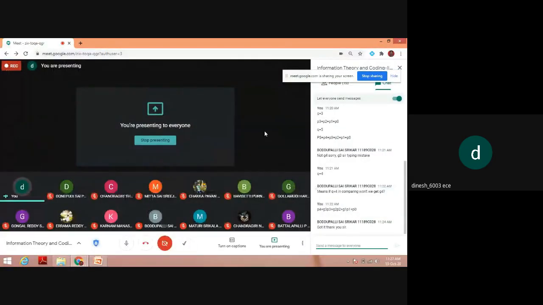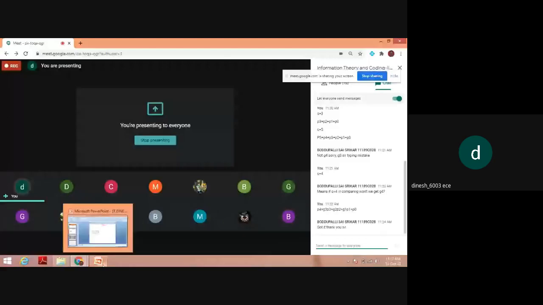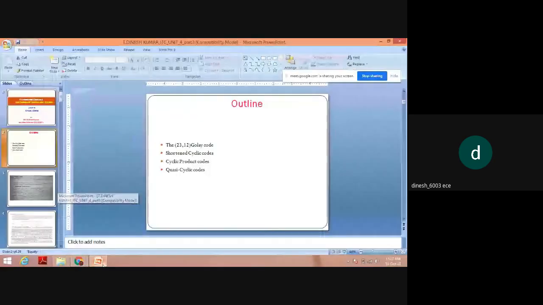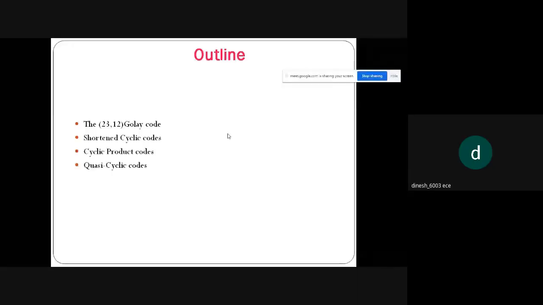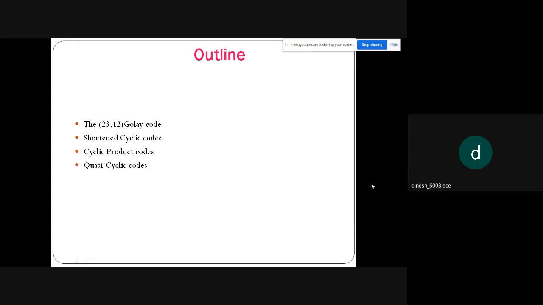After the second part of Unit 4, the last part is very short and sweet, I think. It will be very short compared to the other two presentations. In Unit 4, I had just given you an introduction of what Golay codes were, and shortened cyclic Golay codes. Then the last two topics, cyclic product codes and quasi cyclic codes, we are going to see in this presentation.